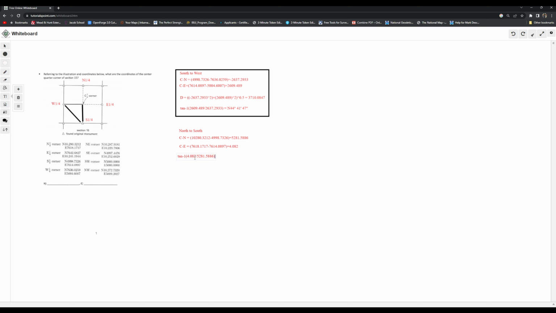All right, 5281.5886, and that's going to equal, we know it's going to be a north. So tangent inverse of 4.082 divided by 5281.5886. All right, so we know it's going to be 0 degrees, 0.0176 times 60, 2 minutes, and 0.6569 times 60, 39 seconds. All right, and that's to the east.